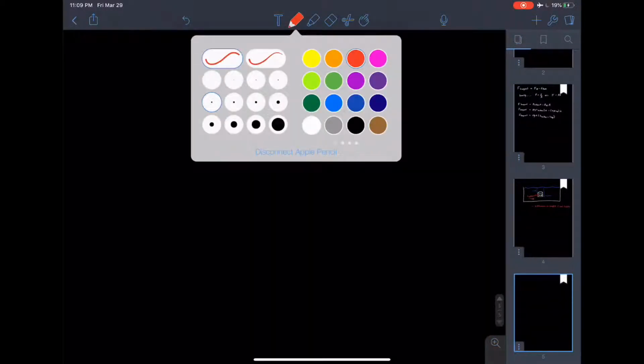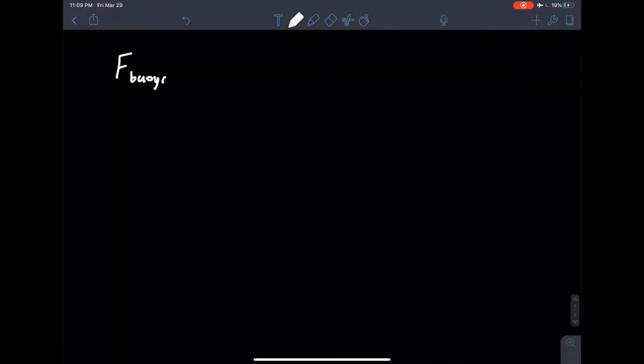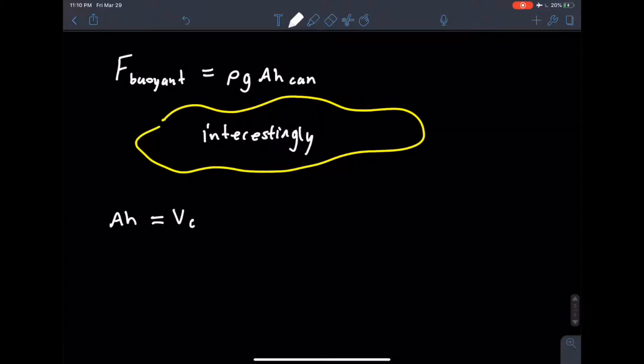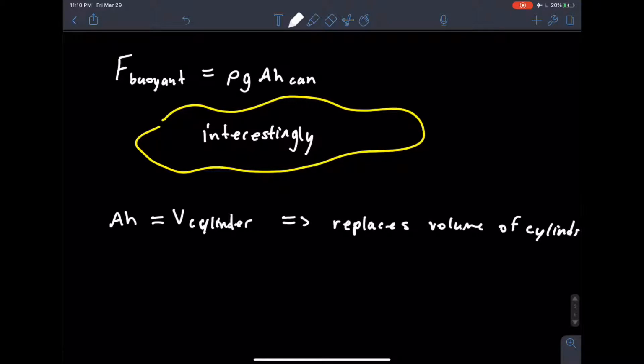Okay, so moving on. We have force buoyancy, which is equal to rho gAh of the can. Interestingly enough, the area times the height of the can is equal to the volume of the cylinder. So now that we know this is equal to the volume of the cylinder, we can replace it, just to write that out.